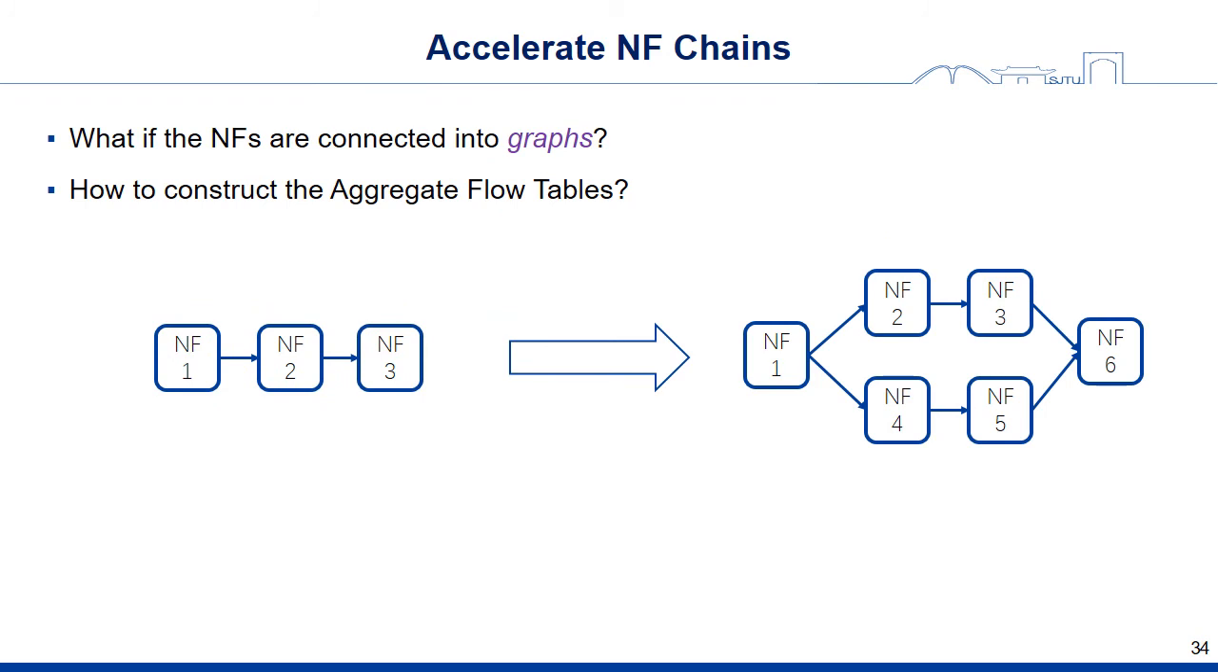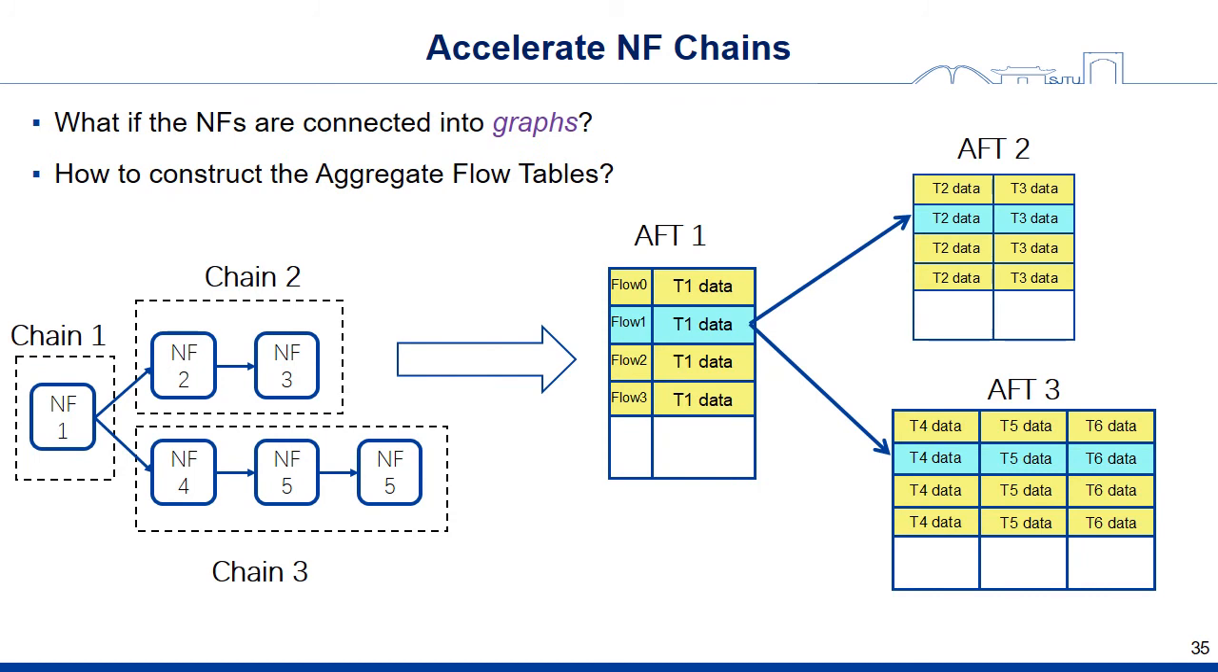However, in practice, NFs can also be connected into graphs. How can we optimize for NF graphs besides simple chains? Take this NF graph as an example. We can first break it into several simple NF chains. For each chain, we construct an aggregate flow table. We then connect these tables according to how the chains are connected. By doing so, we cover all the possible state access sequences of the packet. More details can be found in our paper.